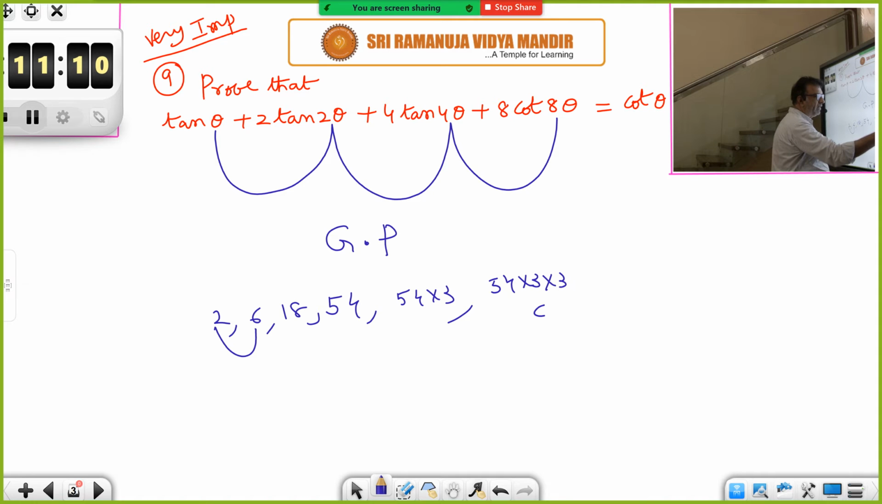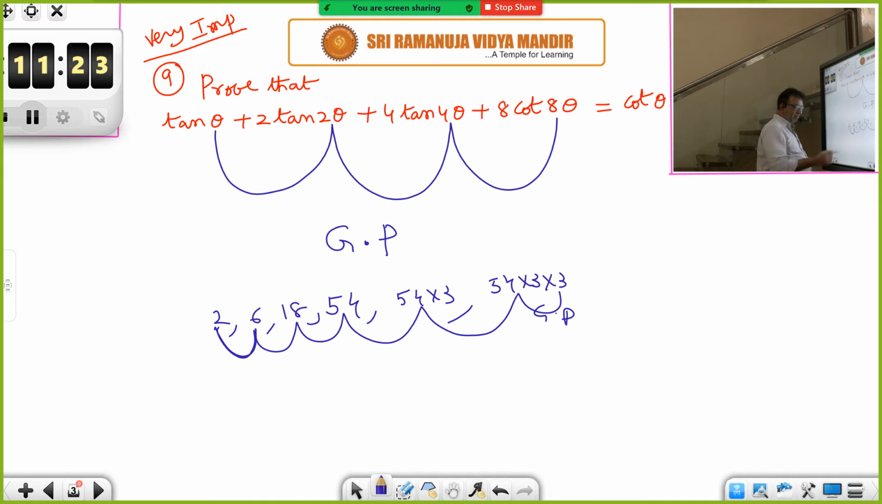This is geometric progression. 2 into 3, 6. 6 into 3, 18. 18 into 3, 54. 54 into 3, 54 into 3 into 3. Understood? Now come on, Kunal. Kunal? Yes, sir. Come on, tell me.